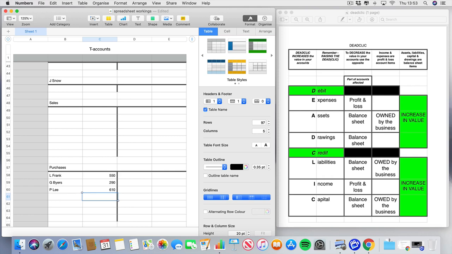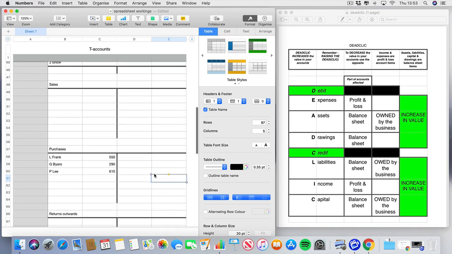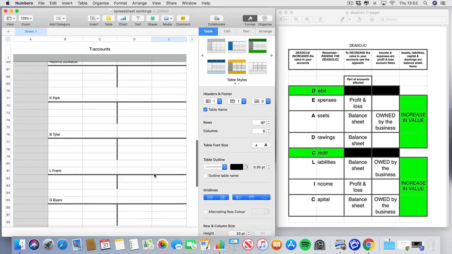Now, we bought goods on credit, so we owe those suppliers the money. So they are liabilities of the business because we owe them. The business owes them money. So we're increasing a liability, which as we can see is a credit. So I need to find those individual accounts.